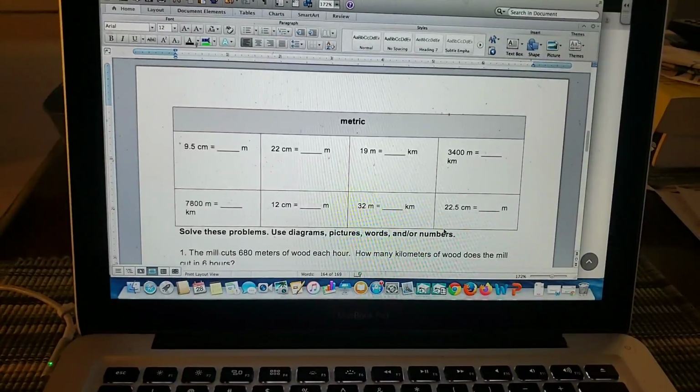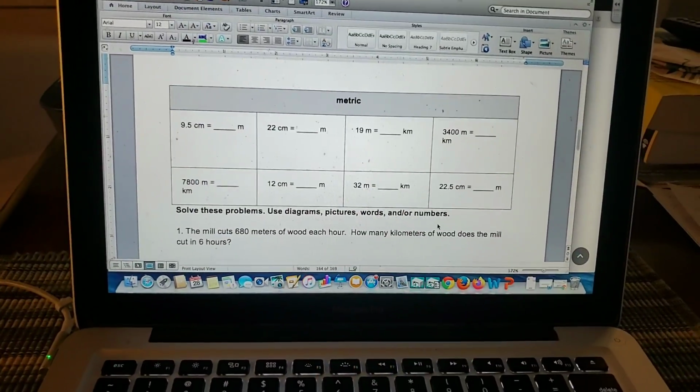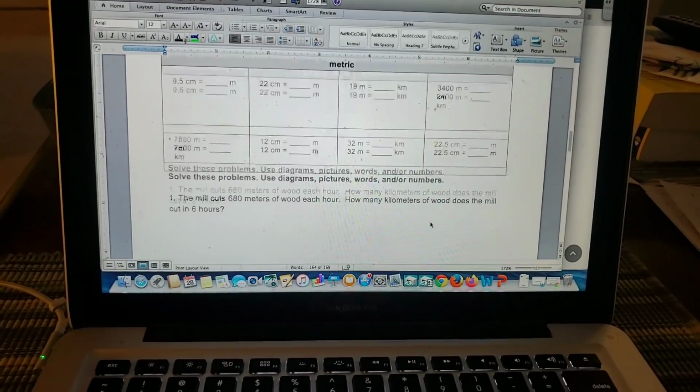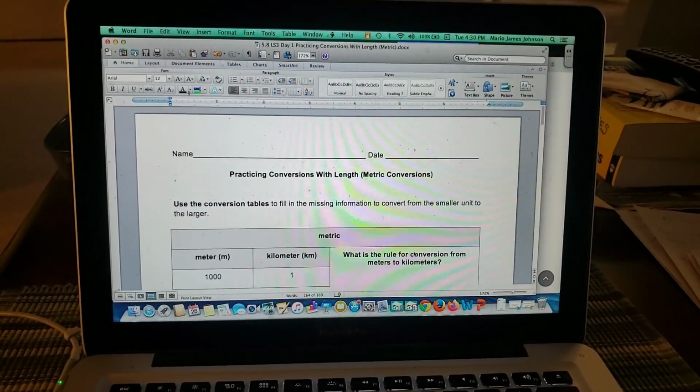Also, on the second and last page, you're going to get 2 more conversions. Another conversion chart, and you're going to get 2 word problems that are on the bottom. So pretty much that is it.